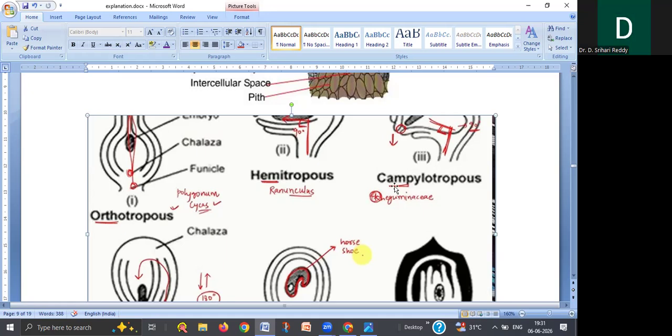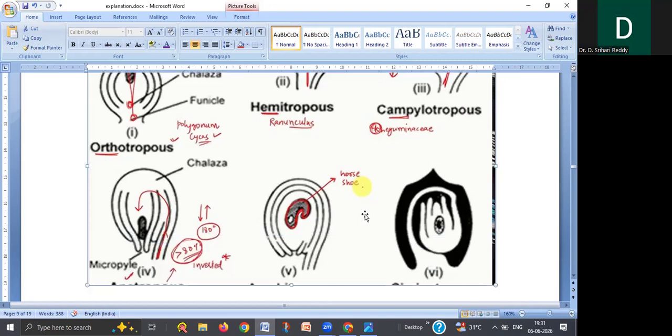Ranunculus, hemitropous. And campylotropous ovule. Usually we find this ovule, that is a characteristic feature in case of the Leguminosae, Fabaceae. Campylotropous means it is bent a little more than 90 degrees. And you see anatropous ovule. That means inverted ovule. The ovule body is inverted 180 degrees. The angle is 180 degrees.